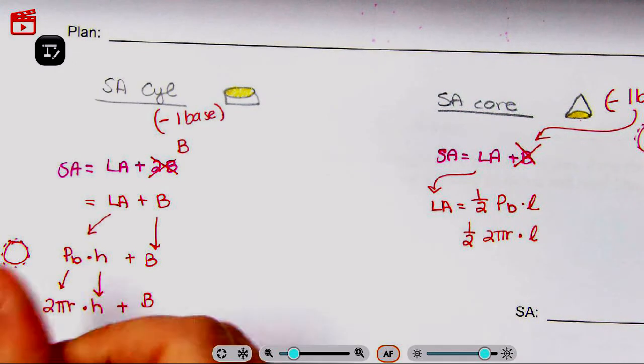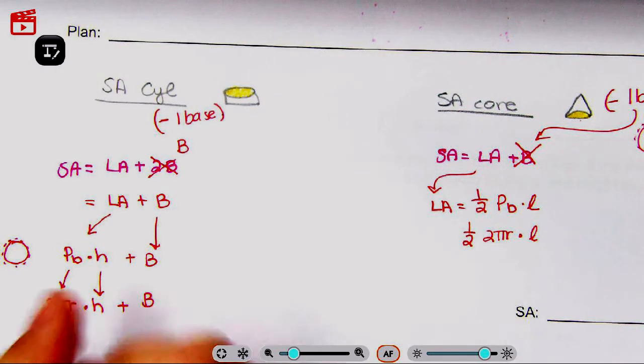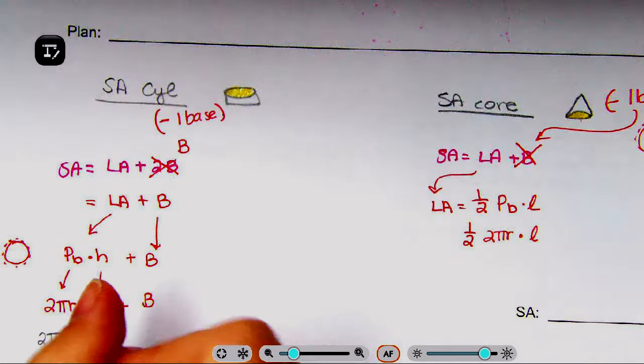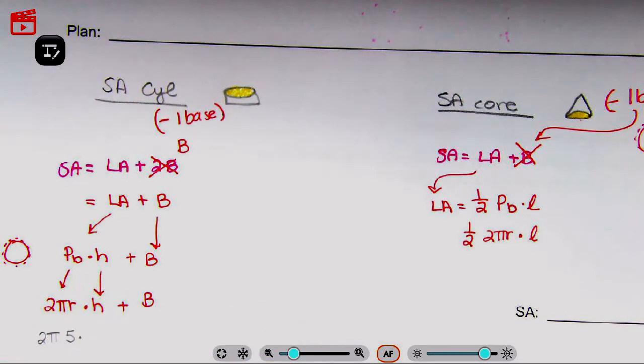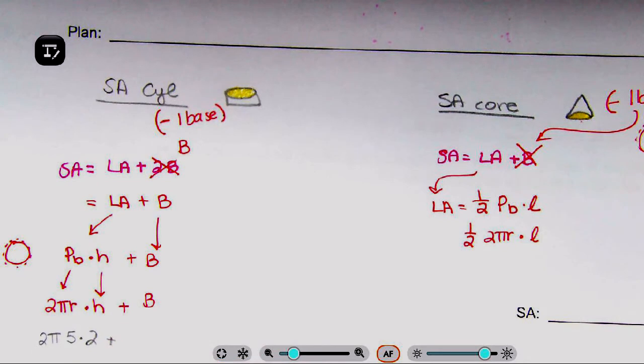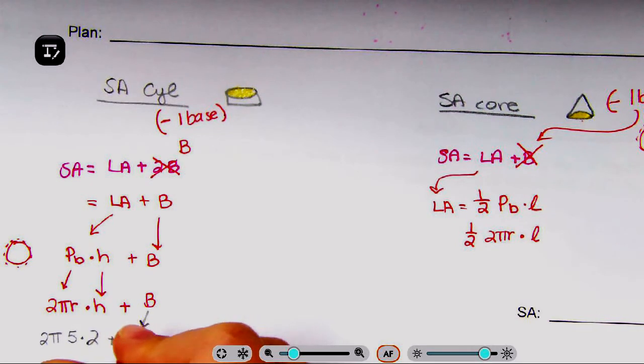Let's go ahead and plug some numbers in. 2 pi, radius was 5. Height of the cylinder was 2. And we want the area of the base. Well, the base is a circle. So what is the area of the base? That is pi r squared.